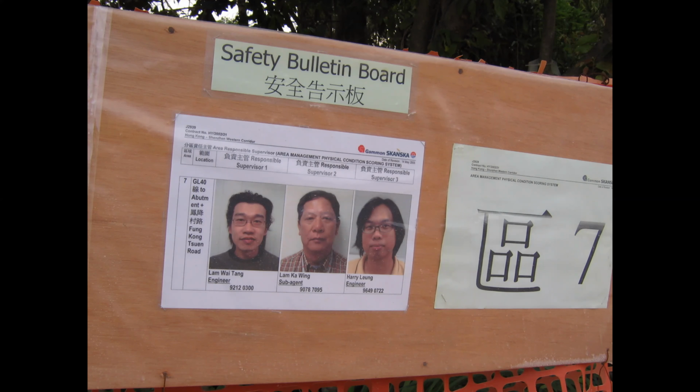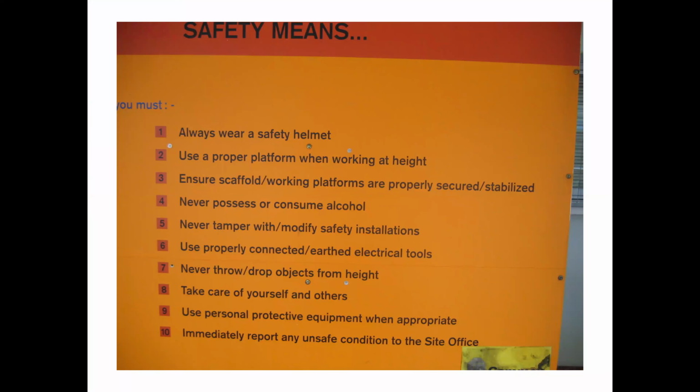On the construction site we saw that they have one supervisor for one area, another supervisor for another area, and a third supervisor for a third area. They divide the construction site among the supervisors, so each person is responsible for an area. They put their phone number and photograph on the public notice board. So they are like safety supervisors, and this is also displayed on the notice board.